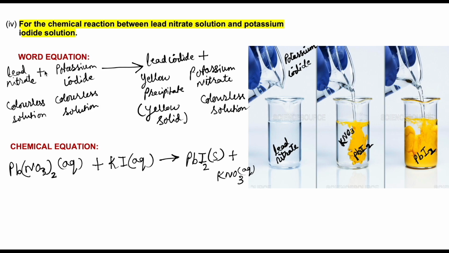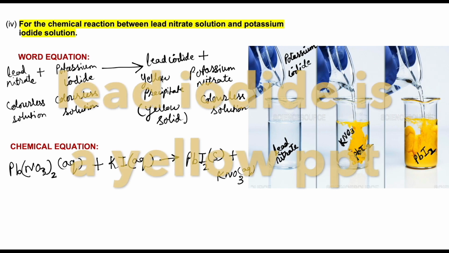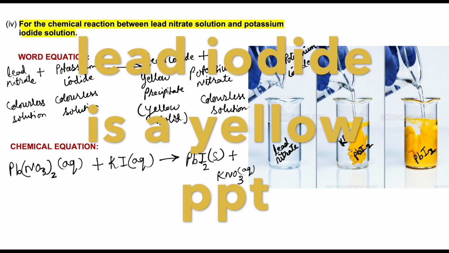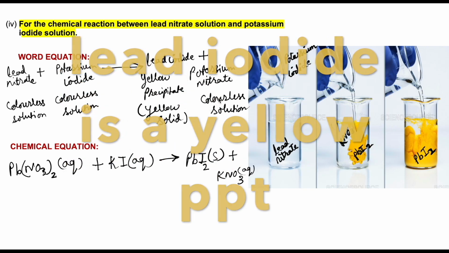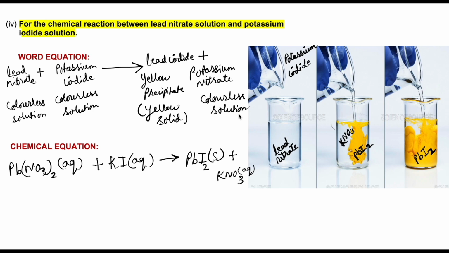Thus, for the chemical reaction between lead nitrate solution and potassium iodide solution, the word equation is lead nitrate plus potassium iodide gives lead iodide plus potassium nitrate. Here, lead nitrate and potassium iodide both are colorless solutions. Lead iodide formed is a yellow precipitate observed as a yellow solid in the solution, and potassium nitrate is a colorless solution.